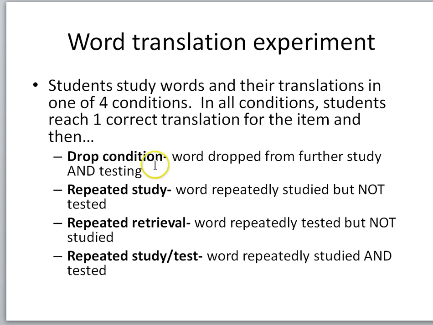Some students are in the drop condition, where the word that they correctly retrieved is going to be dropped from further study and testing. So it's like taking the card out of the pile. You're not going to study the word and its translation anymore, and neither are you going to be tested on it. In the repeated study condition, the word is going to be repeatedly studied but not tested.